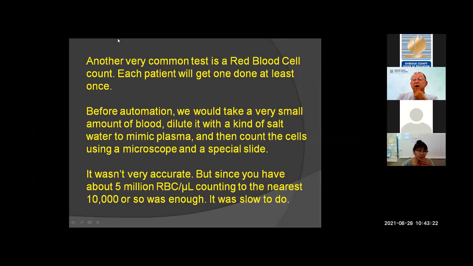Another thing we do lots of is a red blood cell count. Each patient will get at least one done during every visit, and usually during most ER visits.